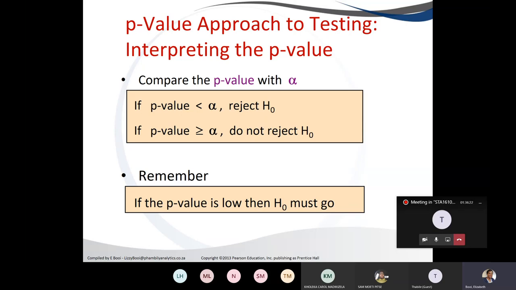When you make a decision with the p-value, if the p-value is less than alpha, you reject the null hypothesis. Otherwise, if it's greater than or equal to alpha, you do not reject the null hypothesis. So if p is smaller, you reject the null hypothesis. The p-value is smaller, you reject the null hypothesis.